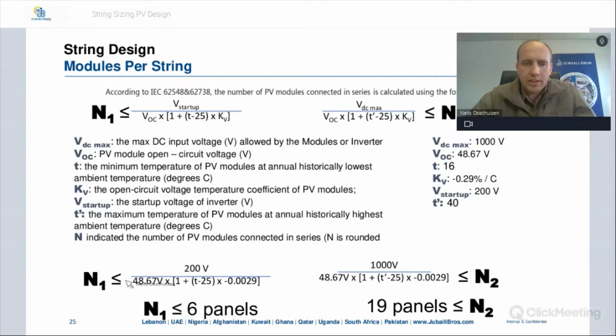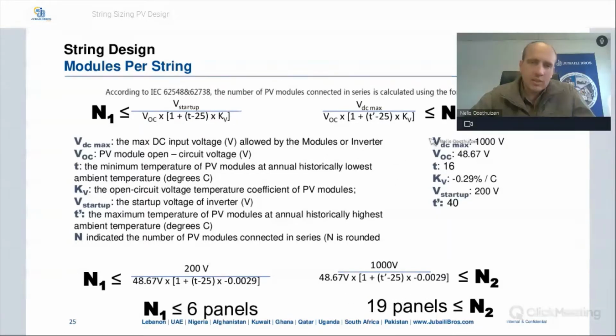So if we take an example here on the bottom right-hand side, we have a screenshot of a typical data sheet for our system. Open circuit voltage 48.67, minimum temperature is 16, temperature coefficient is minus 0.29 percent per degree Celsius. Startup voltage of the MPPT is 200 volts and the maximum temperature is 40. If you replace these values into the formulas that we just discussed, you would see that the minimum panels in this scenario would be 6 and the maximum panels would be 19.